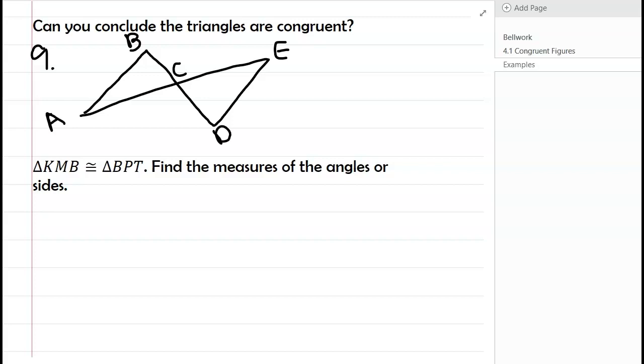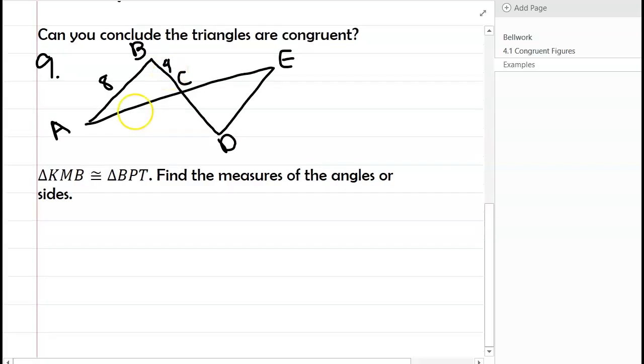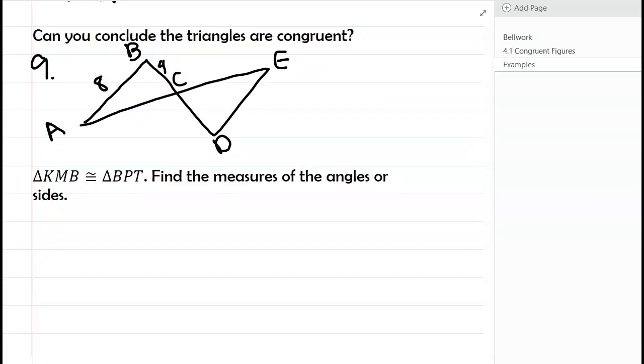And let's say AB is 8, BC is 4, AC is 6, CE is 6, ED is 8, CD is 4. Got all of our sides. And then let's say angle A is congruent to angle E. Angle D is congruent to angle B. Okay, lots of information.